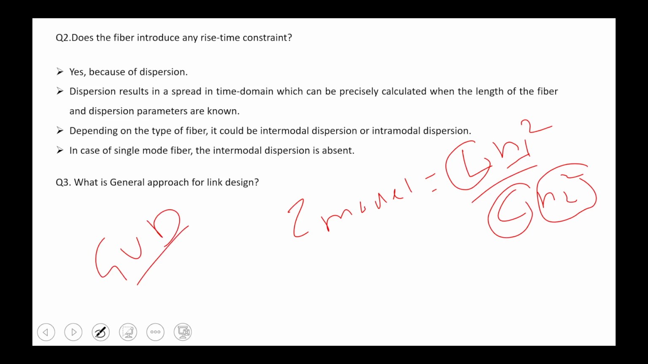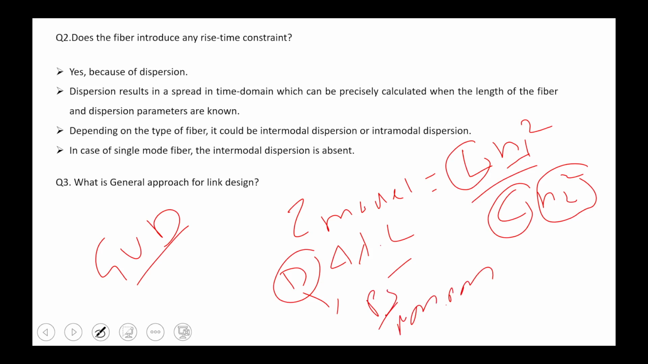It is D del lambda L. D is the mode dispersion parameter, which should be a constant, usually represented in picoseconds per kilometer nanometer. L is the length of the fiber in kilometers. Delta lambda is the spreading wavelength in nanometers.